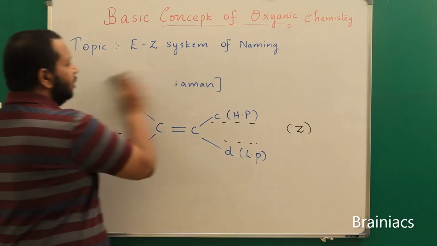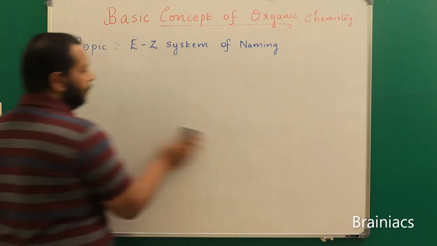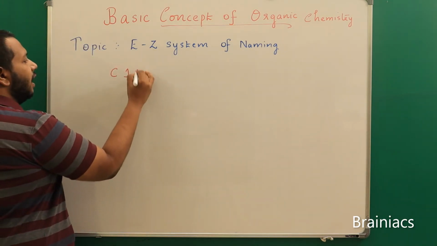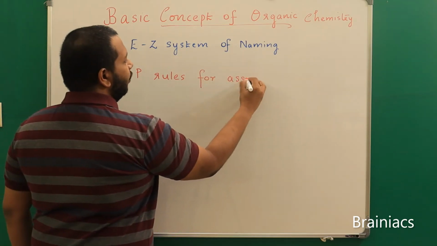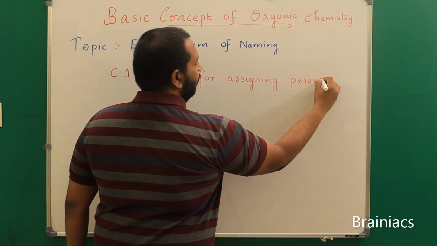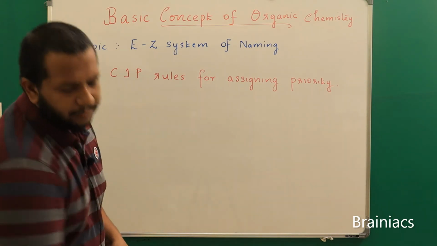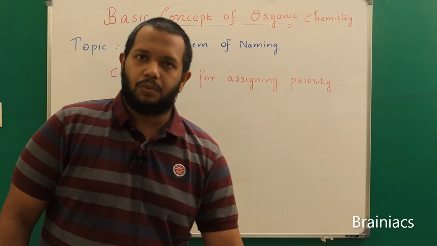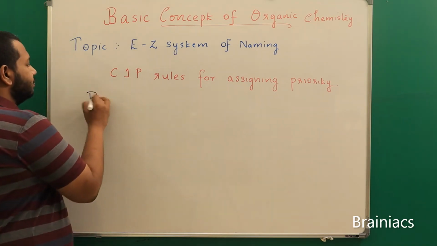You can call that rule the CIP rule, Cahn-Ingold-Prelog rules. So I will write here CIP rules for assigning priority. C for Cahn, I for Ingold, P for Prelog, then Cahn-Ingold-Prelog priority rules. So basically speaking, there are 4 rules. First one we will speak about rule 1.